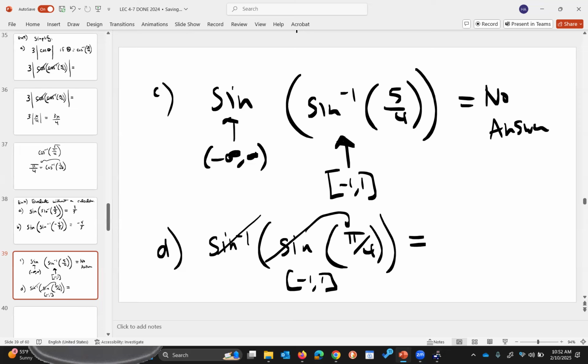And then the output of this has to be between negative pi over 2 and pi over 2, right? Because I'm looking at the range. So now the question is, is pi over 4 inside this range? Yes, the answer is pi over 4.